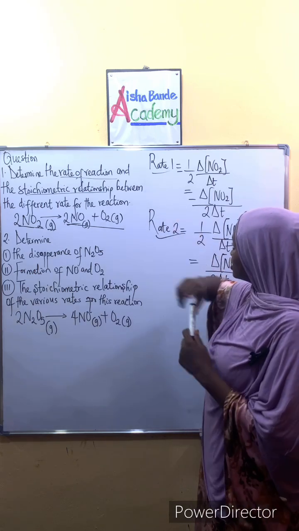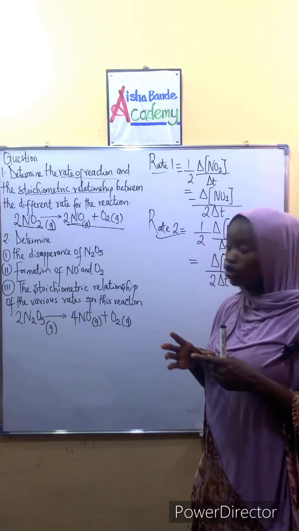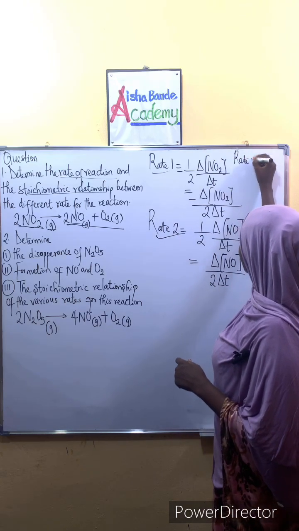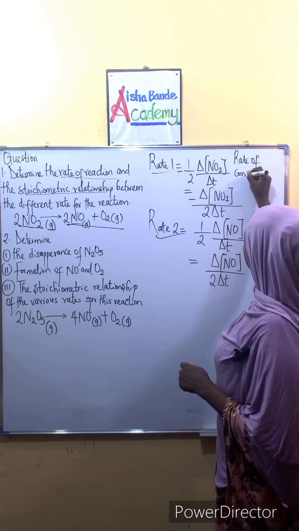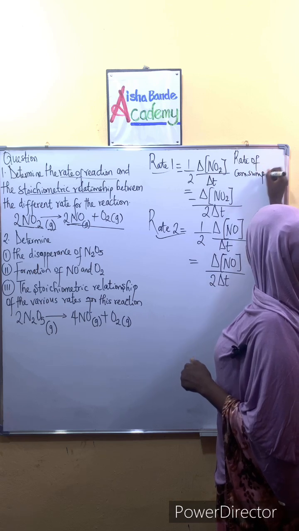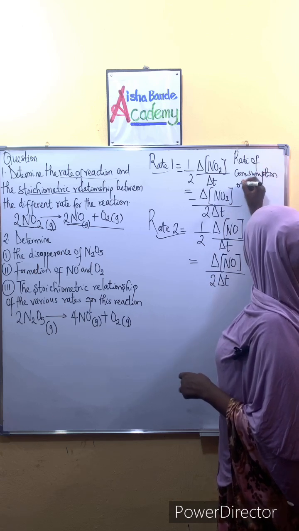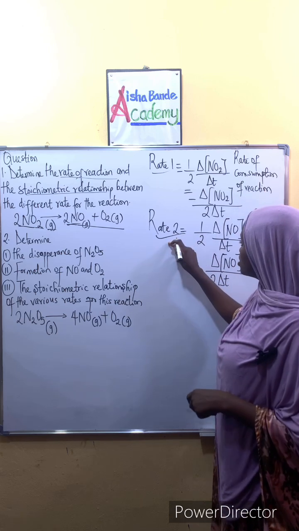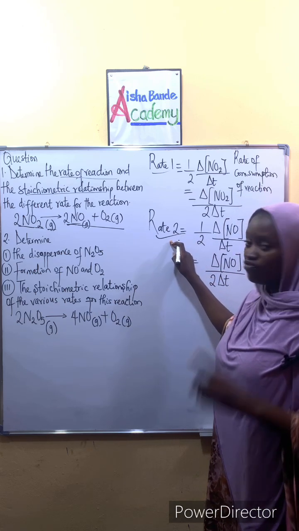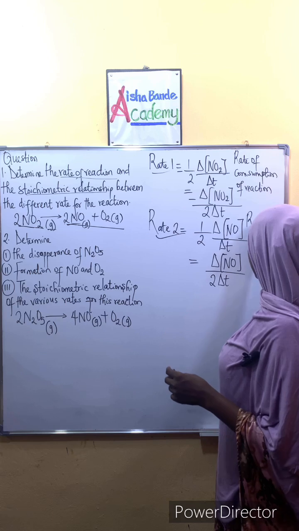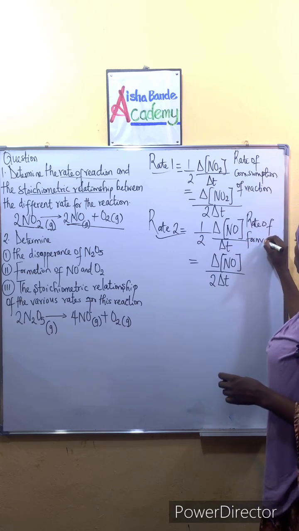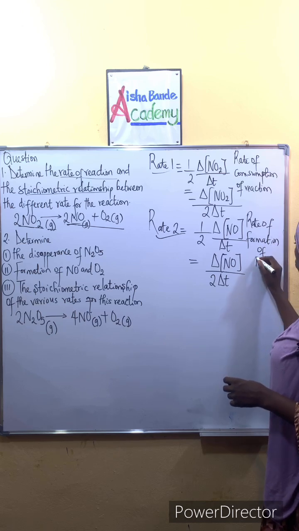So this rate 1 is the rate of consumption of the reactant. While the second one, which is rate 2, is the rate of formation of NO, since it's the product. So this rate 2 now is the rate of formation, because it's the product NO.